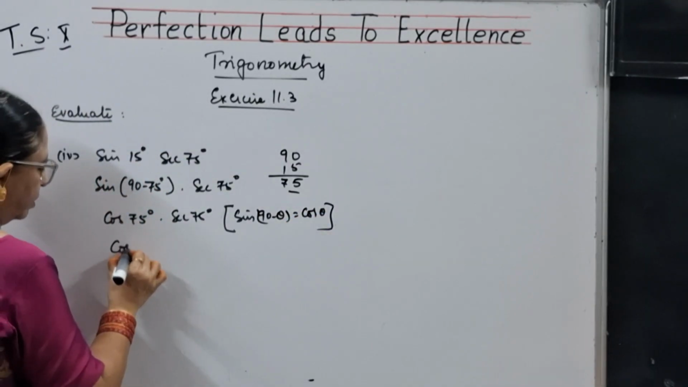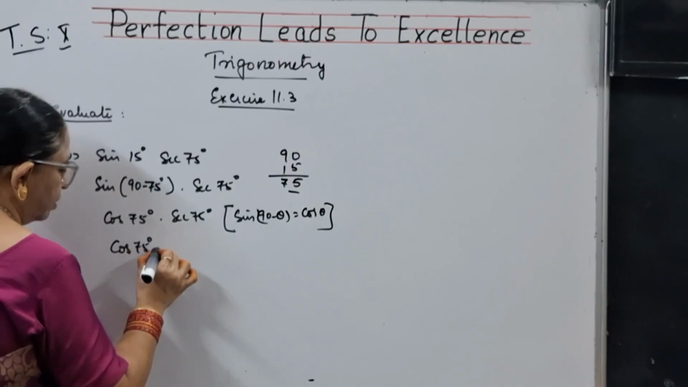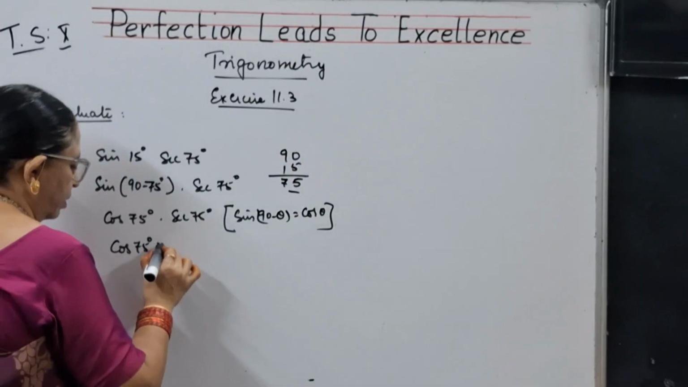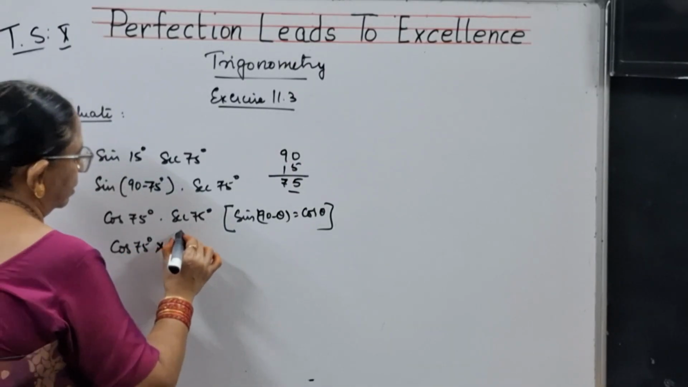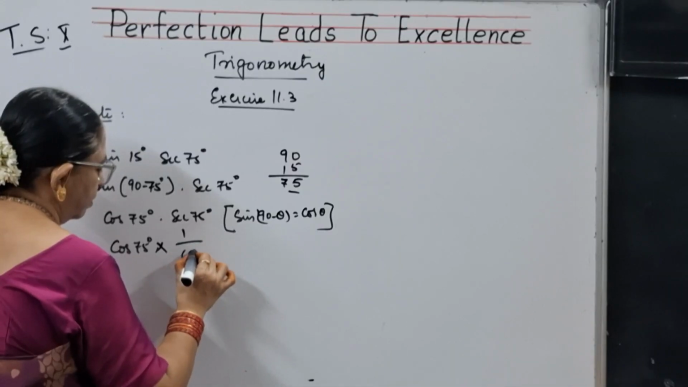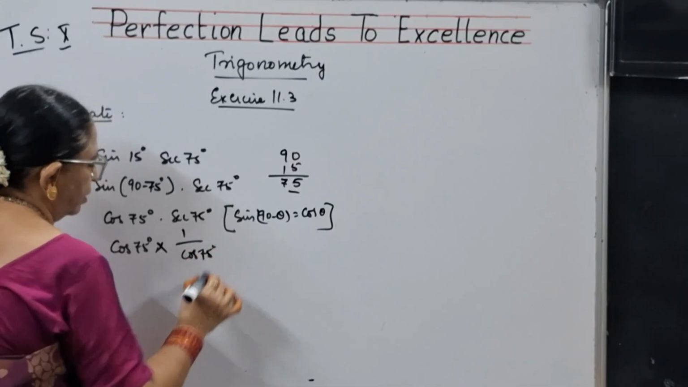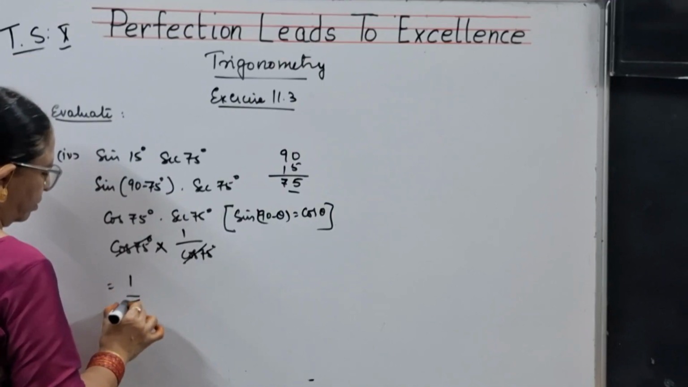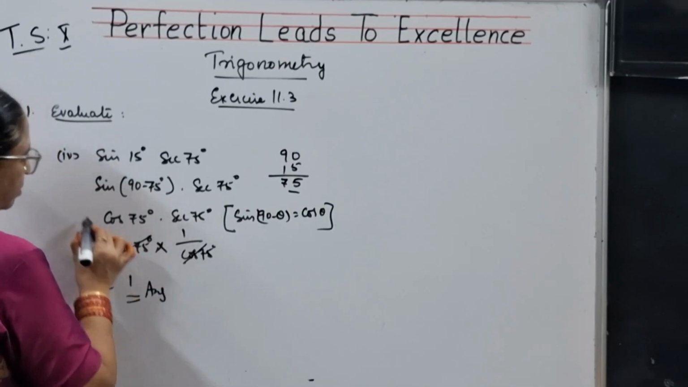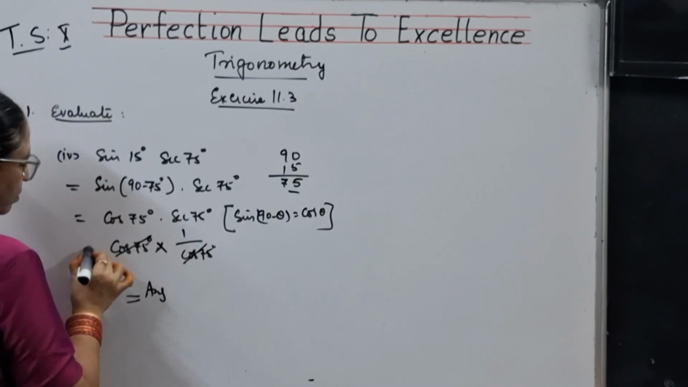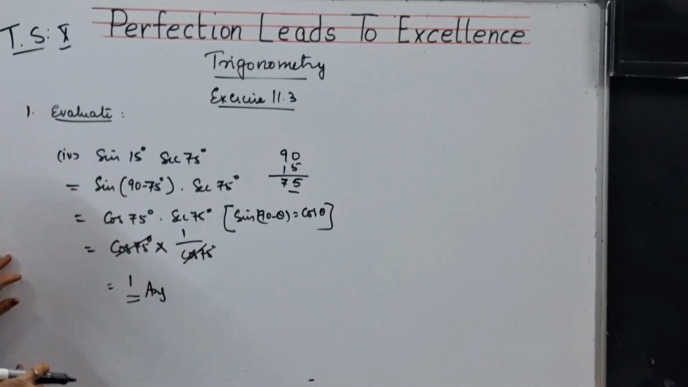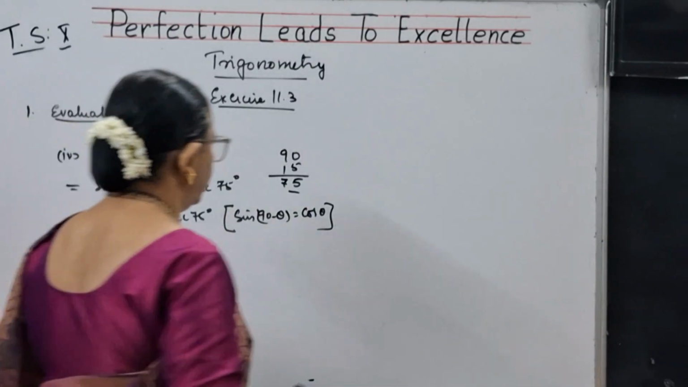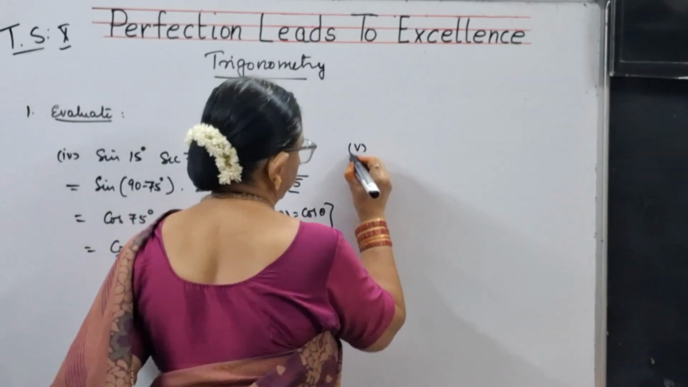This means what, children? Cos 75 degrees into secant 75 degrees, right? Secant theta is 1 by cos theta. 1 by cos 75 degrees. So these two will get cancelled. 1 is the answer. So this is the sum, children. Fourth bit. Now we will go to the fifth bit.